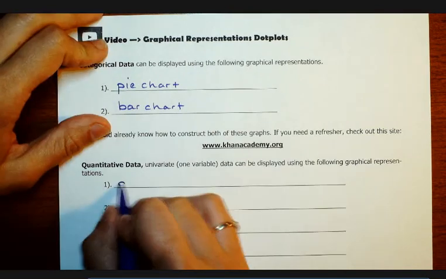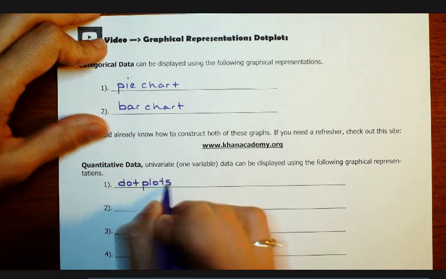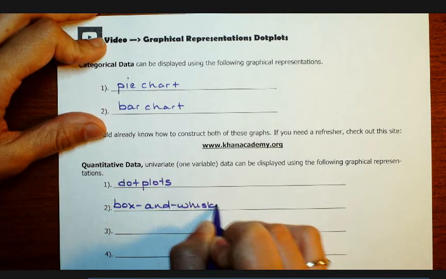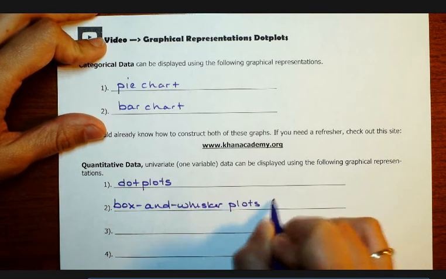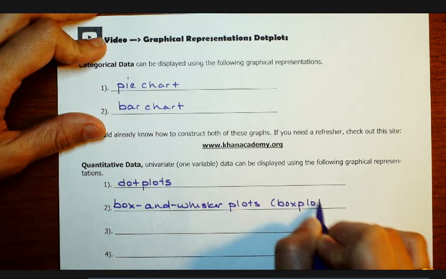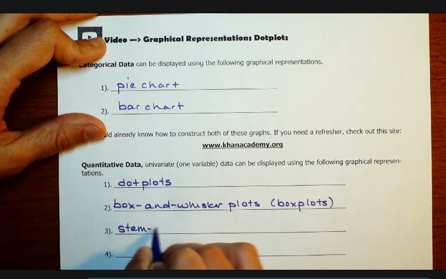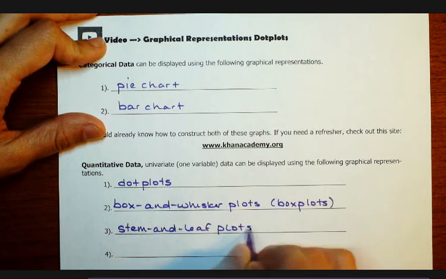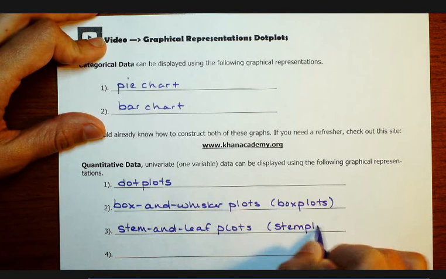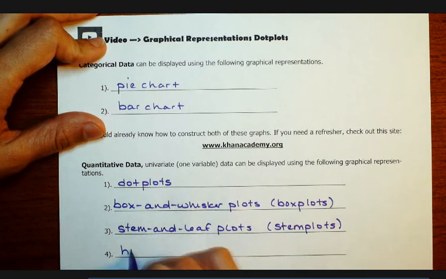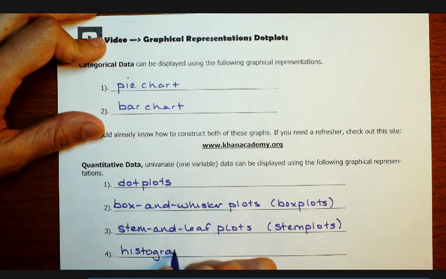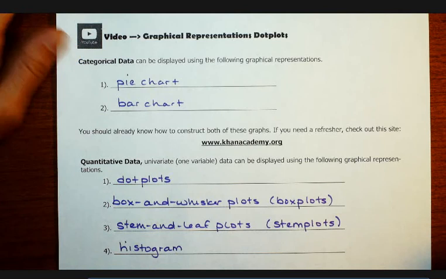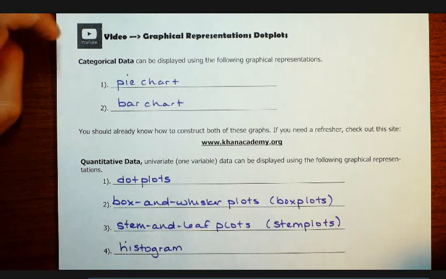We're going to be looking at dot plots, we're going to be looking at box and whisker plots, also known as box plots. We're going to look at stem and leaf plots, also known as stem plots. The last one we're going to focus on is called a histogram. You may be familiar with box and whisker plots as well as stem and leaf plots, but I do want you to make sure that you follow my guidelines since they are slightly different for AP expectations.